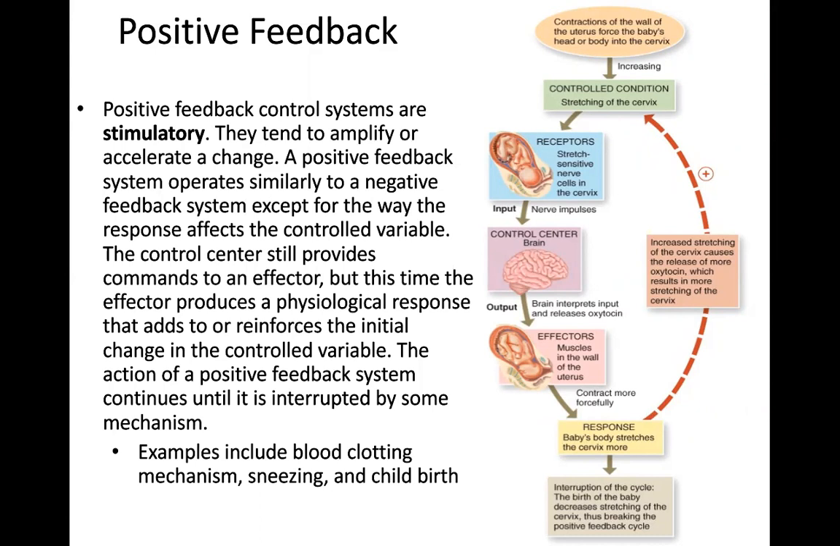Three components to feedback. You've got your sensors or receptors that detect that initial change to the control condition. They provide the input to our control or integrating center, which is typically an area of our brain. The brain decides what to do with that information and elicits output, which is a signal that travels out to our effectors. Effectors are typically muscles or glands that produce a response. In the case of childbirth, which is a positive feedback loop, it's an enhancement of those uterine wall contractions until the baby's born and the feedback loop is terminated.